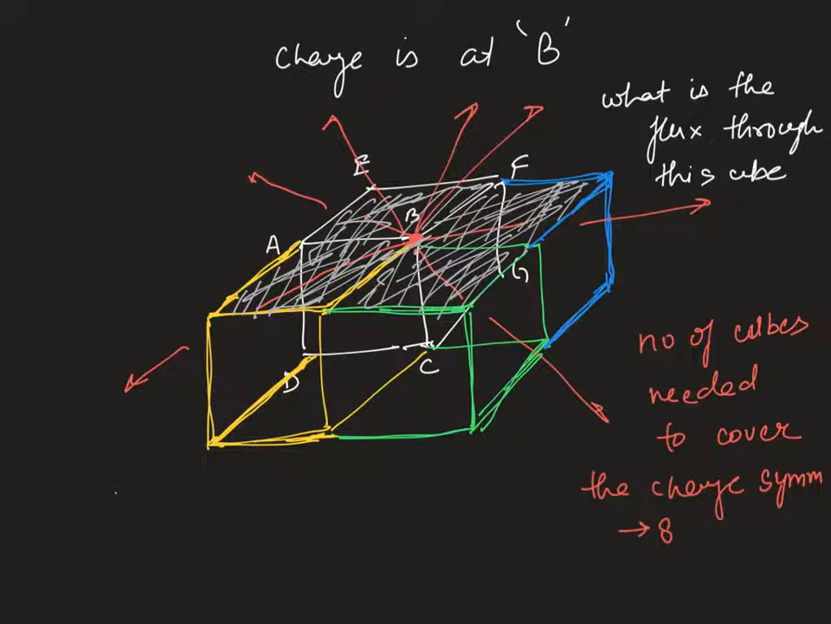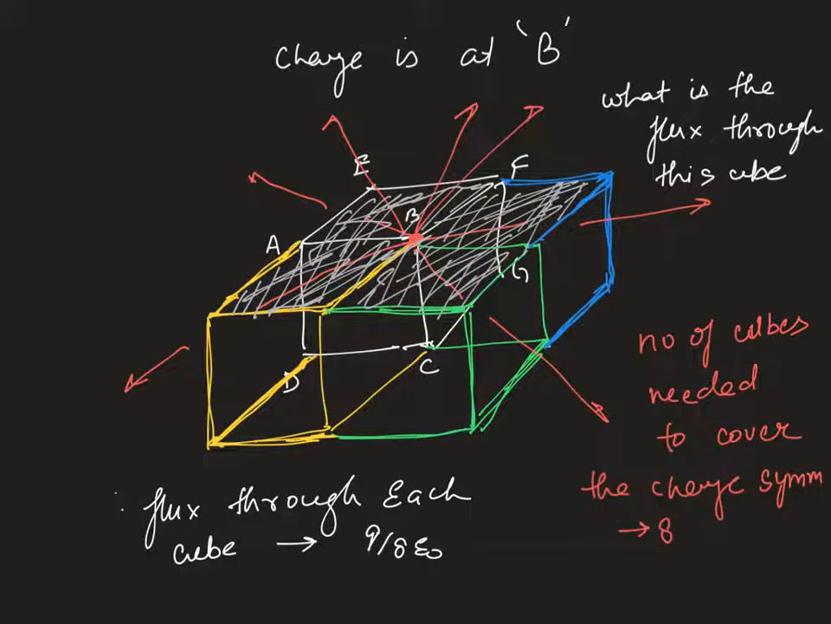So how many cubes do we actually need? We need exactly 8 cubes. So what is the flux through each cube going to be? Flux through each cube will be Q by 8 epsilon naught.